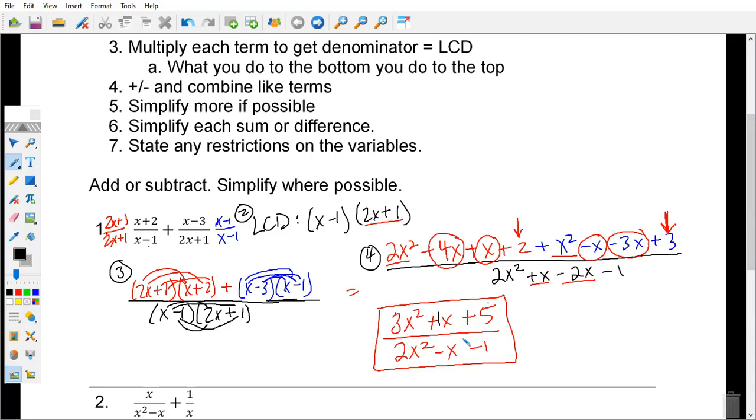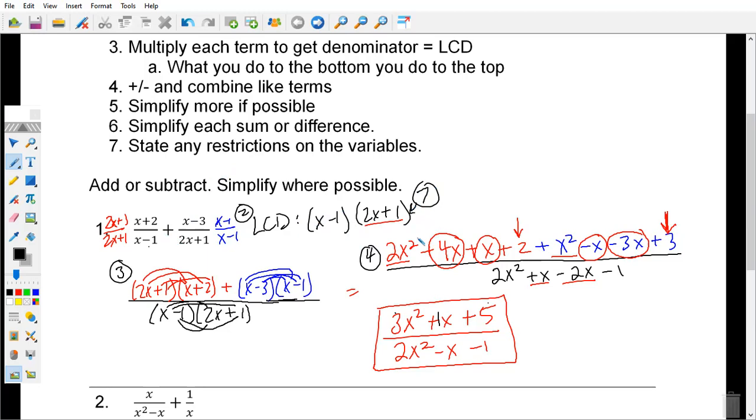Okay. So simplify each sum or difference. I've already simplified. I can't go any further. Simplifying's done. The last part is to state any restrictions on your variables. Your restrictions for your domain go back to your original for the most part. So you're going to check the denominators, your LCD, which was your least common denominator, right? So when I'm looking at my restrictions for adding and subtracting, I'm going to look at the LCD.